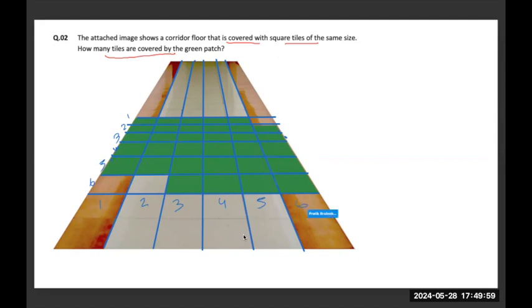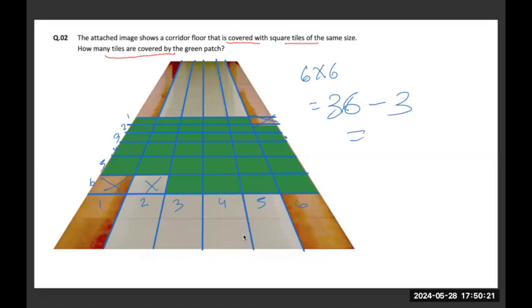Instead of counting, it's much easier. So it's a 6 by 6 grid, which is 36. Within this 6 by 6 grid, one tile, second tile, and third tile are not there, are not part of the green patch. 36 minus 3, which will be equal to 33.